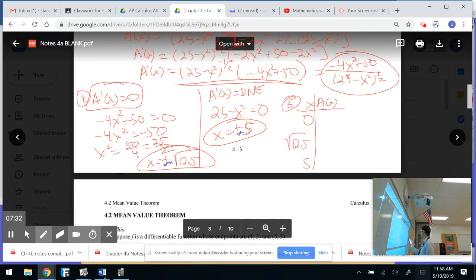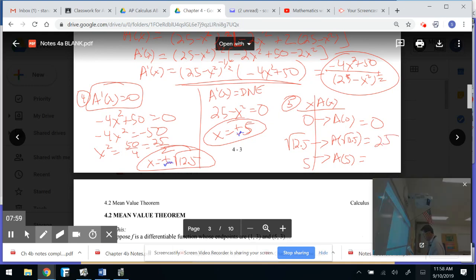So remember, how do I get these answers? You plug all of these into the original. And I can't even see my original anymore, so I am going to go off my notes and save some time. But A of 0, I get 0. A of the square root of 12.5, which was a critical point, we get 25. And A of 5, I get 0. Those are just plugging those values into the original.